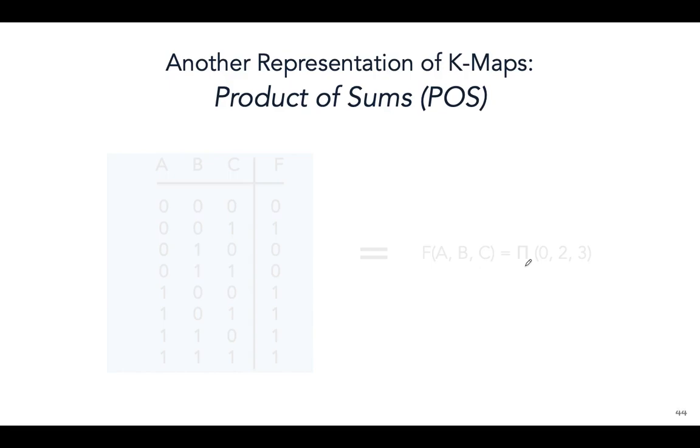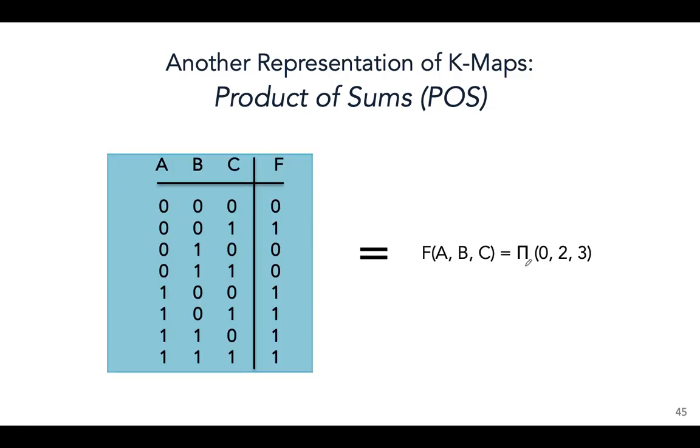Another representation of K-maps is also possible. It's called product of sum. So in that case, we take product of sum terms. Rather than taking sum of products, we take products of sum. Here's an illustration of what that looks like.